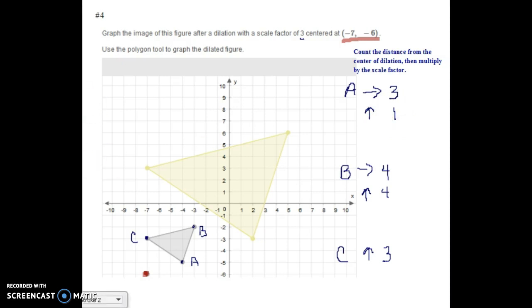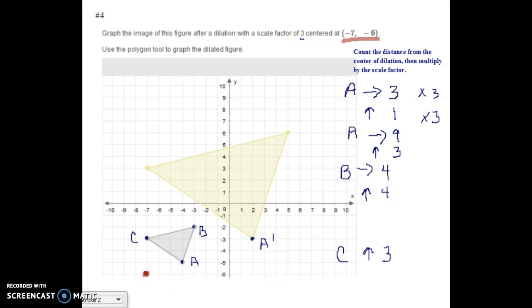To get my A prime, I'm going to multiply this direction by 3. So I'm going to go to the right, instead of 3 units, 9 units. I'm going to go up 1 times 3, so up 3. So if I start at my center of dilation, go to the right 9 units and up 3 units, then my A prime is right here. Okay, that is my A prime.